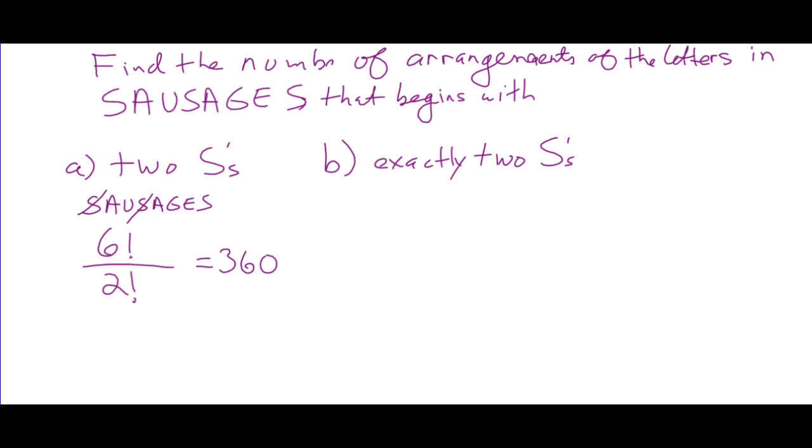How can we do this? Well, got a similar question, right? So it begins with exactly 2 S's, then what's the third letter? Or how many choices do I have for the third letter? Well, what could it be? Could be an A, U, could be another A, G, or E. There's 5 letters, but here's the problem, right?